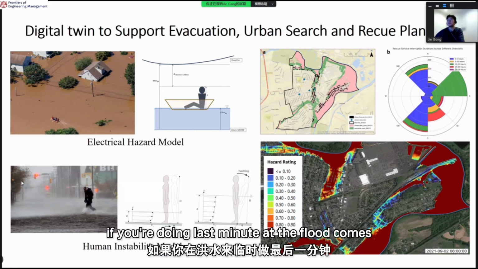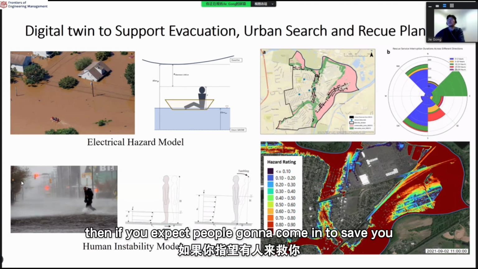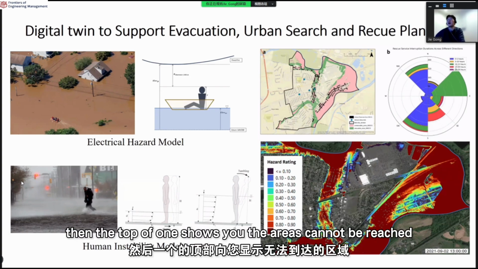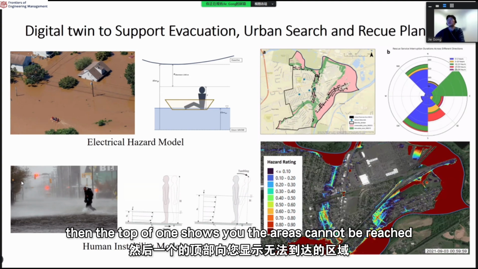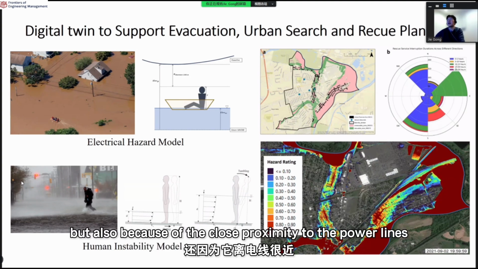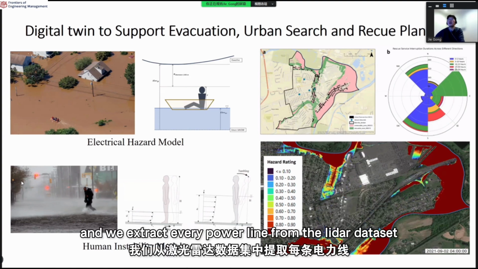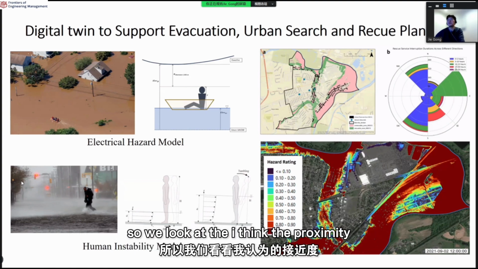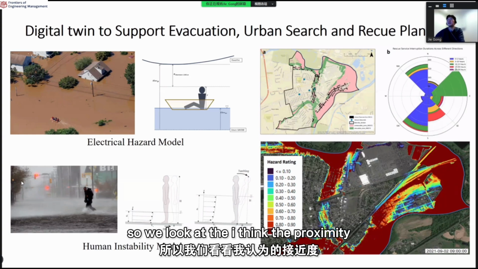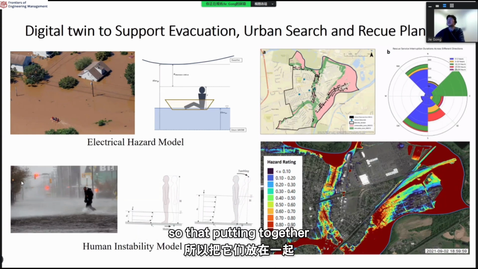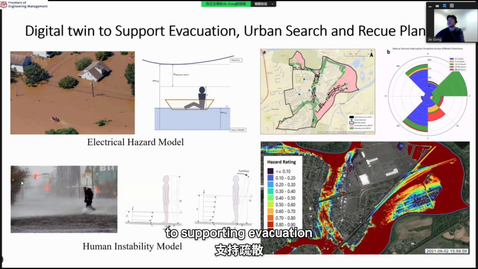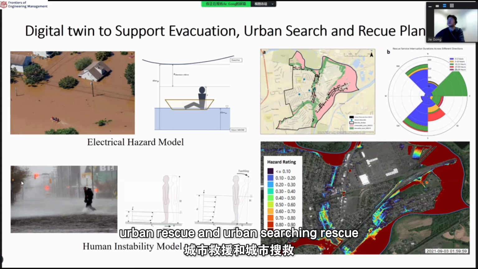If you're doing it last minute and the flood comes, and you expect people to come in to save you, the top one shows the areas that cannot be reached, not only because of flooding but also because of close proximity to power lines, and we extracted every power line from the LiDAR data set. So we look at the proximity and the feasibility of rescue. Putting that together, you can use the digital twin in this fashion to support evacuation, urban search, and rescue planning.